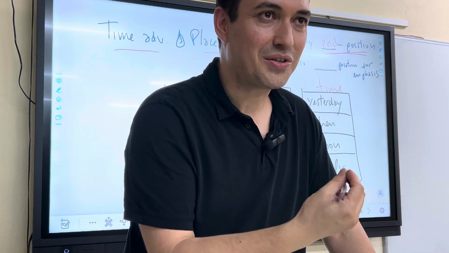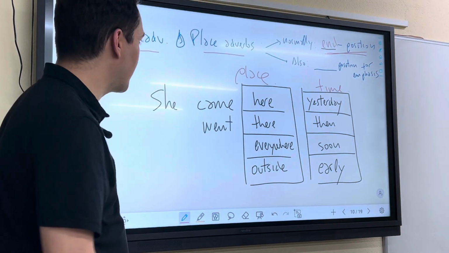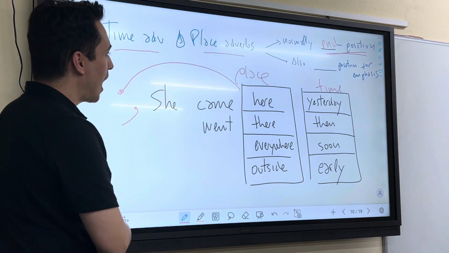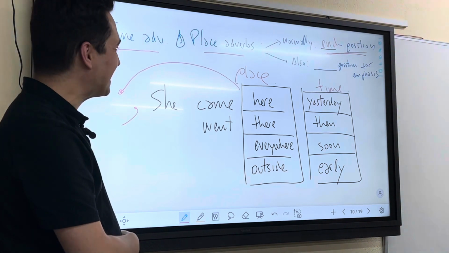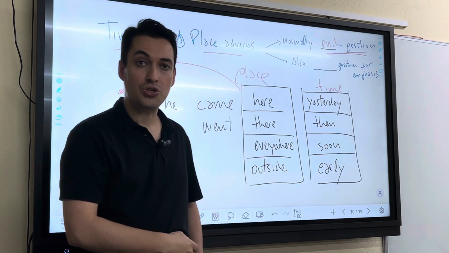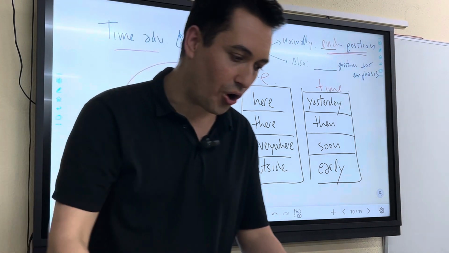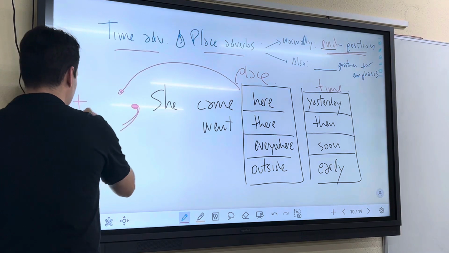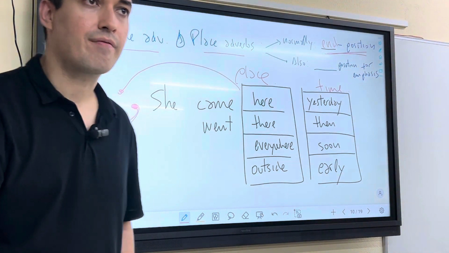Okay, but do you understand the sentence I just said? Where did I place it? Here they come, here they come. So you can place it at the beginning. Here she comes, there she goes. Outside she went. Yesterday she came. Early she arrived. Can you do that with a comma? Yes, you can. Are you changing the meaning? No, you're not. It's more emphatic. Yeah?